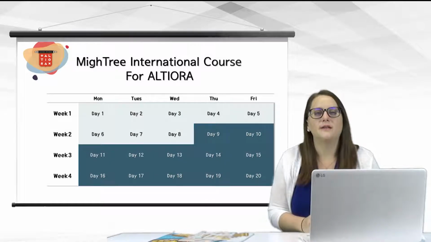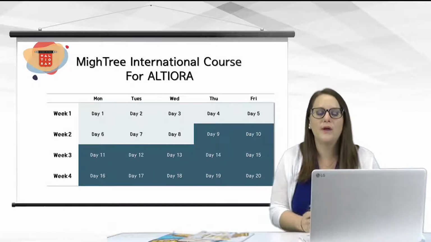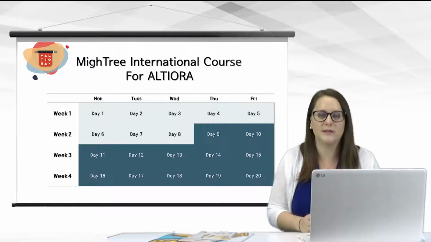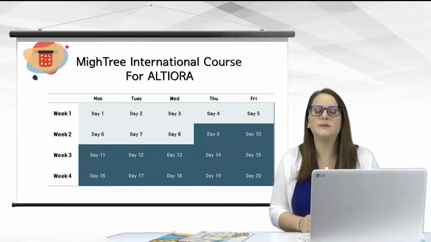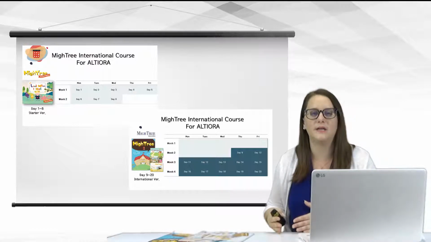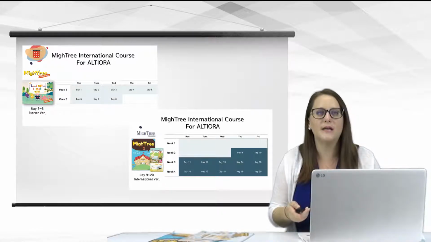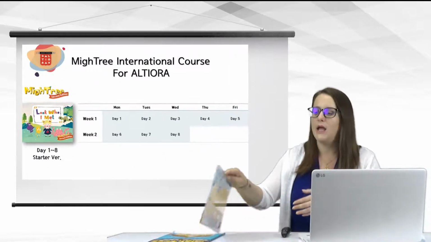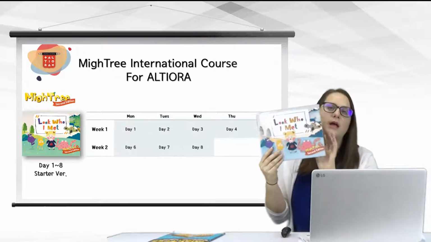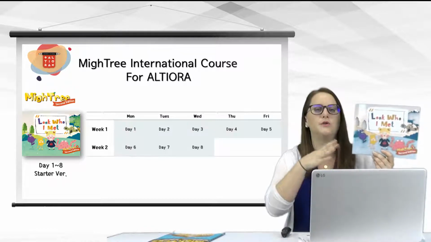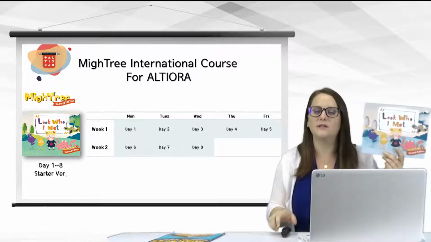Let's look at the schedule for MighTree. Now we call it MighTree International Course. We have 20-day lessons, so that means this is an everyday class you're going to be teaching. And the course is split between 2 books that are going to be the starter book and the intensive book. The starter book is an 8-day class flow, and here we have our starter book, and you're going to be doing various activities and things with this book and also additional materials which we'll get into later.